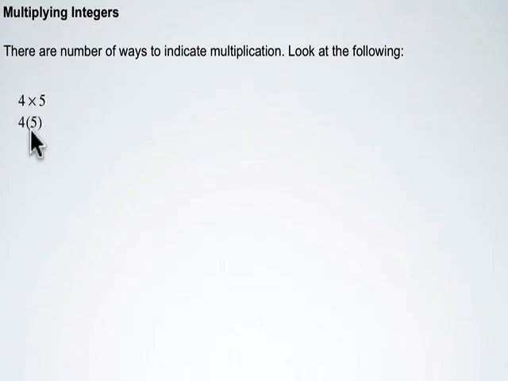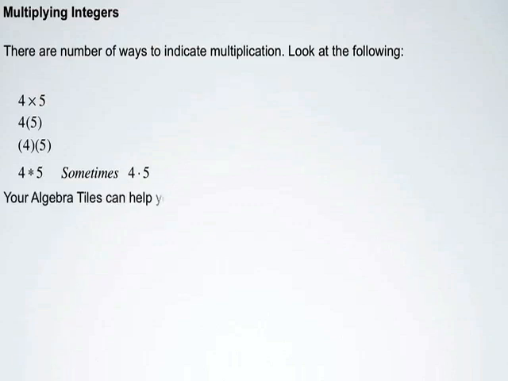Brackets can also be used to represent multiplication. So 4 bracket 5 means 4 times 5. So the bracket can be around one of the numbers or both of them. So bracket 4 and bracket 5 does also mean 4 times 5. An asterisk can be used to represent multiplication. So 4 asterisk 5 means multiply, and sometimes instead of the asterisk it's just a plain old dot. So whenever we see any of these notations here, we know that we need to multiply.